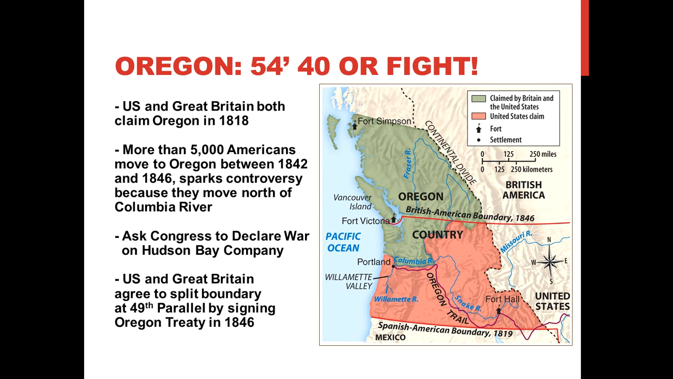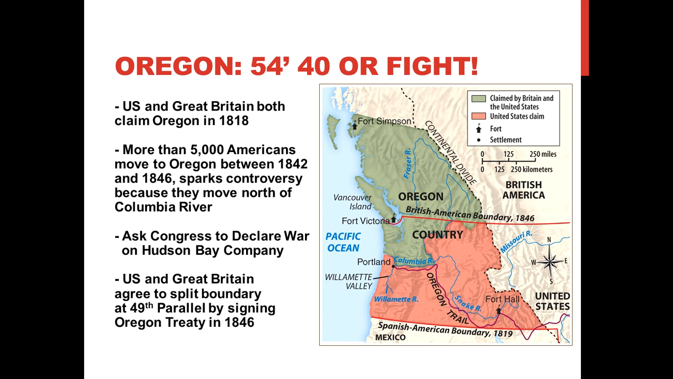Part of Manifest Destiny is taking the territory north of Mexico that is claimed by the British. Again, we don't like the British being in North America, especially when we feel that at any time they could come back.